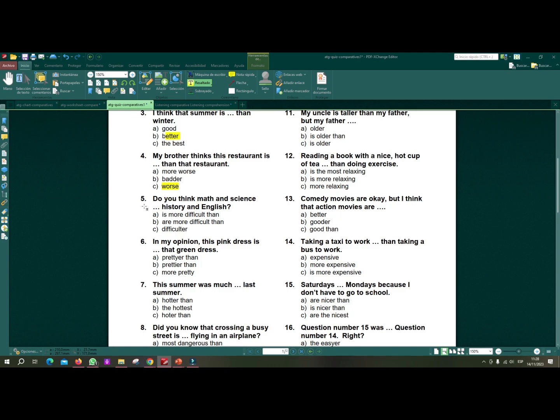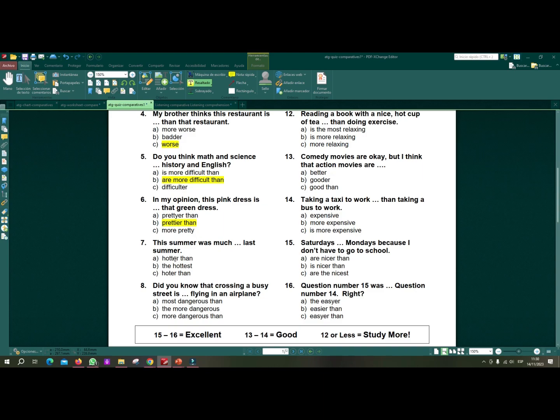Okay. 5. Do you think math and science, history and English is more difficult than, are more difficult than, or difficulter? Which could be the answer here? B. Prettier than. Yes, that would be letter B, right? So in my opinion, this pink dress is prettier than that green dress.